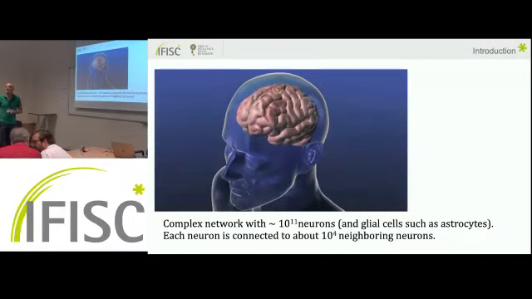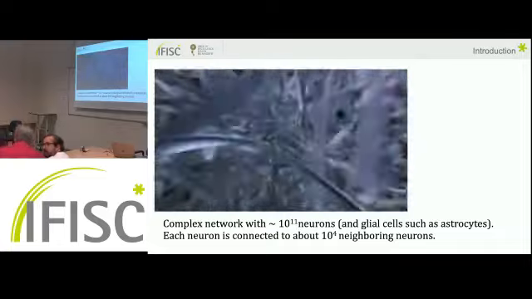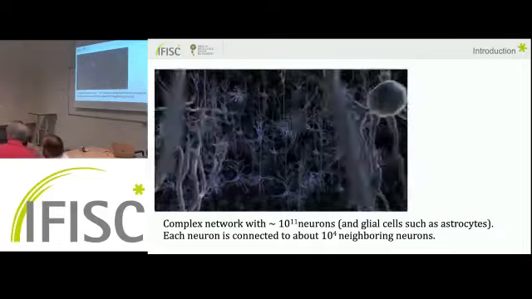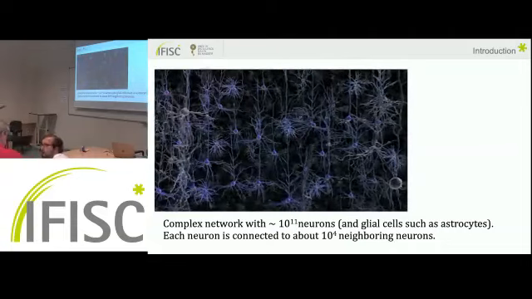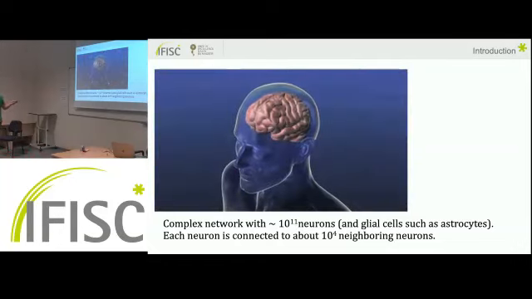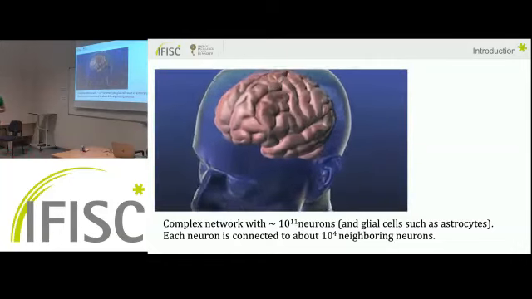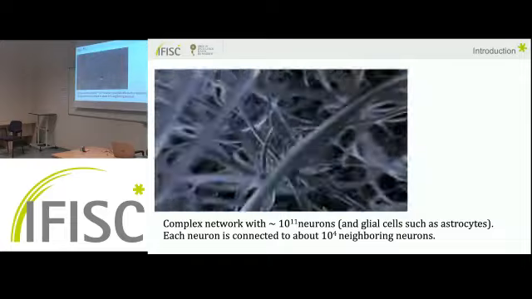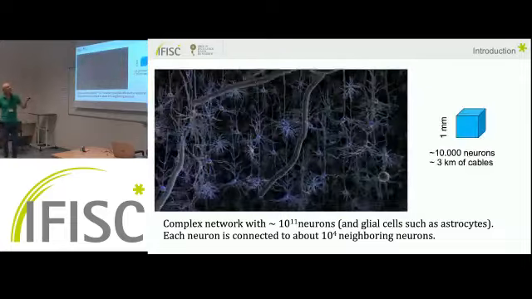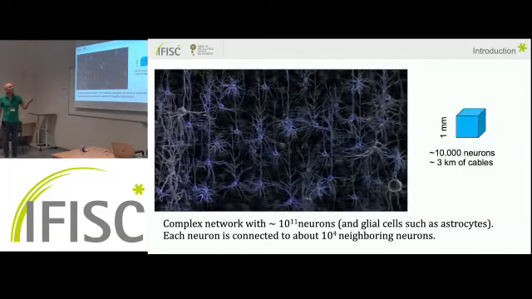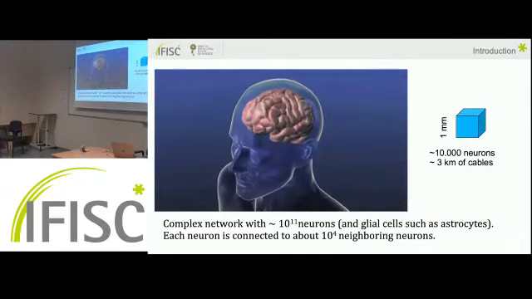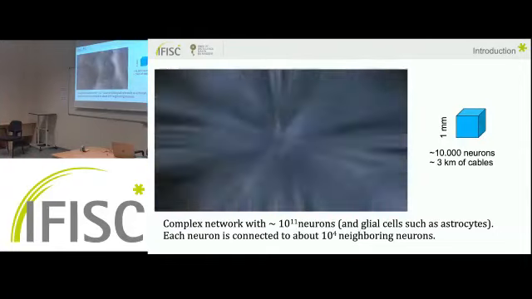So, the brain is probably the most complex network that we know. It contains of the order of 10 to the 11 cells called neurons, but also even more glia cells such as astrocytes. Each neuron is connected to about 10 to the 4 other neurons, so we have a very large network. It is so large that in one cubic millimeter we have of the order of 10,000 neurons and 3 kilometers of cable, of axons and dendrites. So it's really a very dense network.